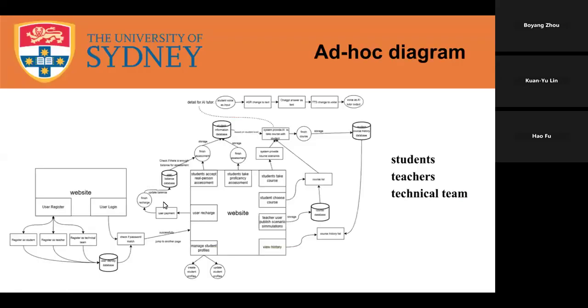Next page. Firstly, our application has three main user groups: students, teachers, and the technical team. Students engage in real-time conversation with AI to get feedback on pronunciation and grammar. Teachers are responsible for publishing scenarios with different levels and tracking students' learning progress. The technical team is responsible for maintaining and upgrading the system to ensure that the AI model is continuously optimized.